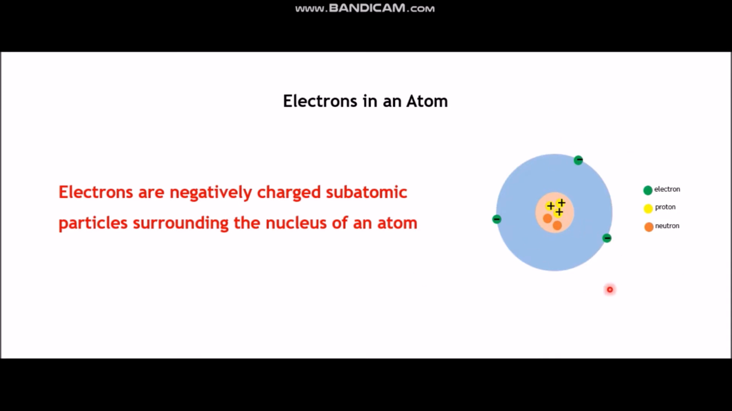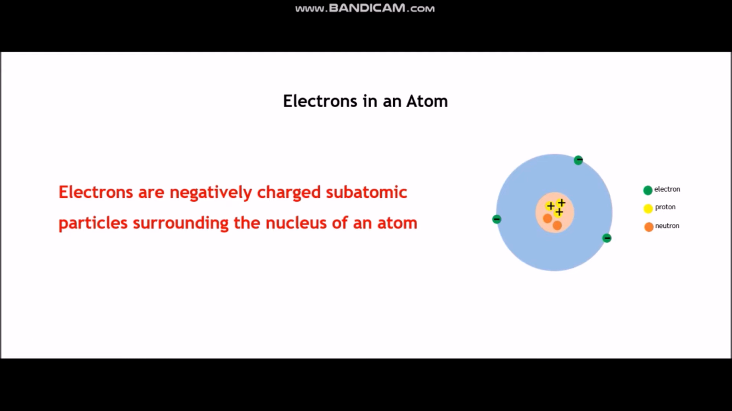So on the right diagram here, I have the structure of the atom. Here's the nucleus. Inside of the nucleus, we have positively charged protons and neutral neutrons. Surrounding the nucleus, we have negatively charged electrons.